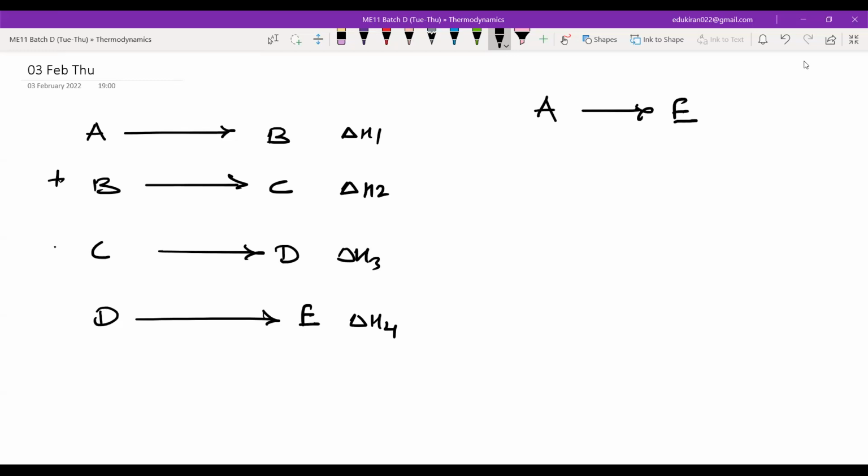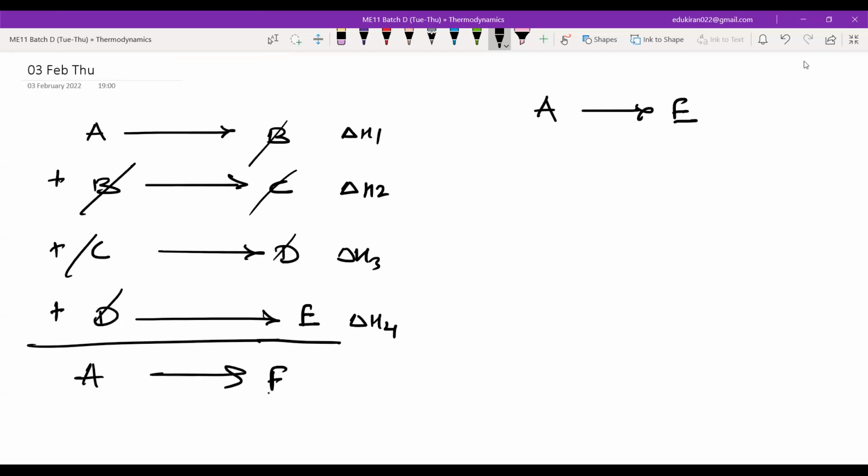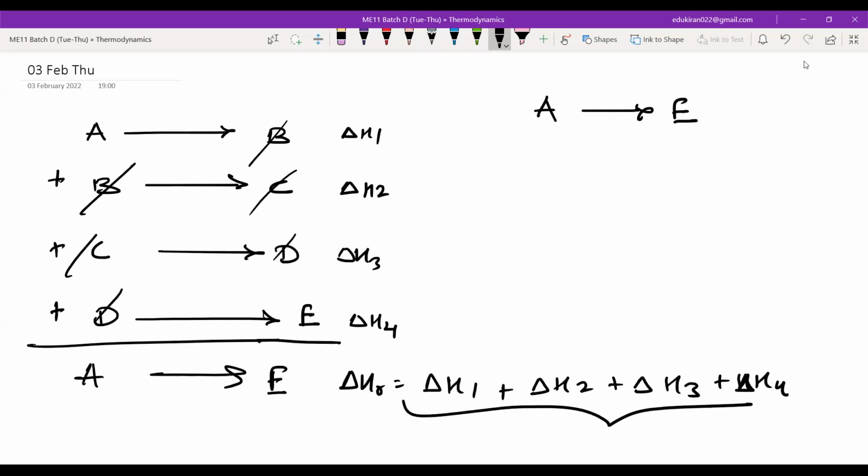Then what you will do is just add them. If I add these, B will cancel, C and C will be cancelled, D and D will be cancelled, and you will get the net reaction A giving me E. So delta H naught R will be equal to, since we have added all of these reactions, I will add the enthalpies also: delta H1 plus delta H2 plus delta H3 plus delta H4. So the sum of these, that is why it is the Hess law of constant heat summation. Whatever heat we are summing up will be equal to the enthalpy of the reaction that we are doing. But again, it will not be very simple like always.